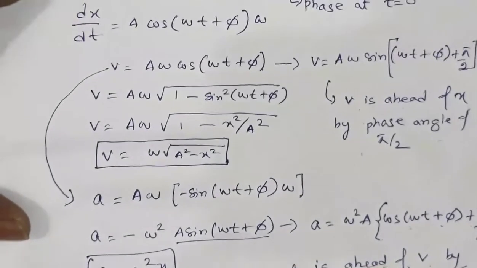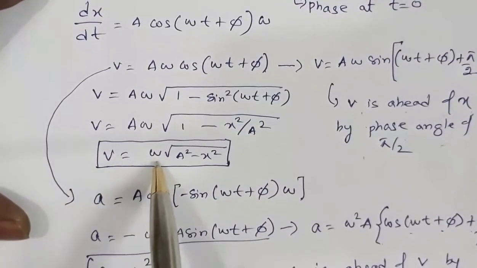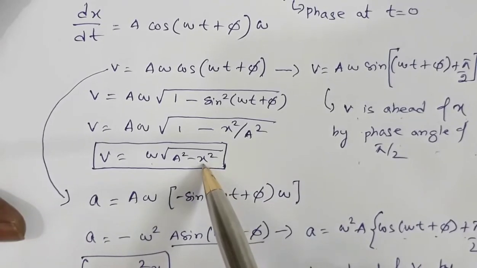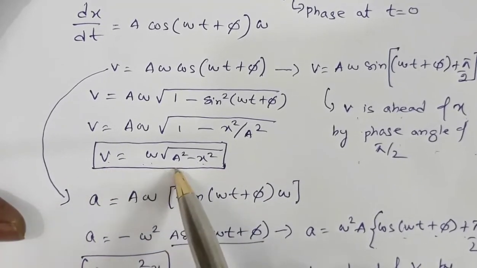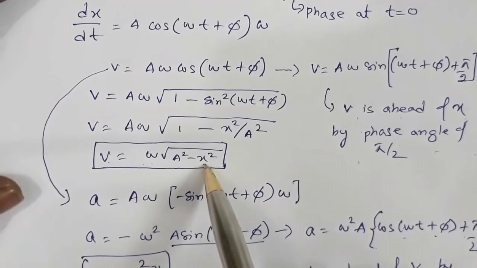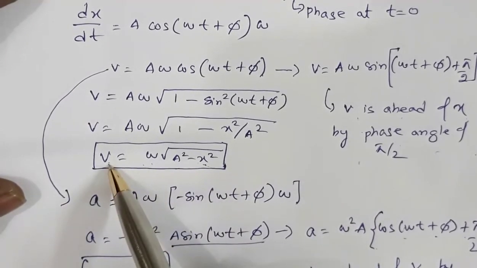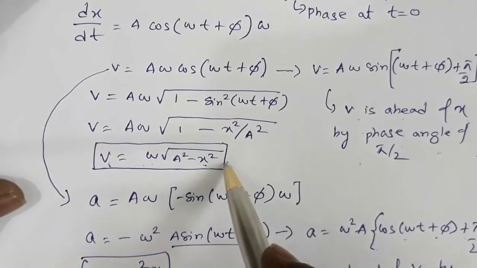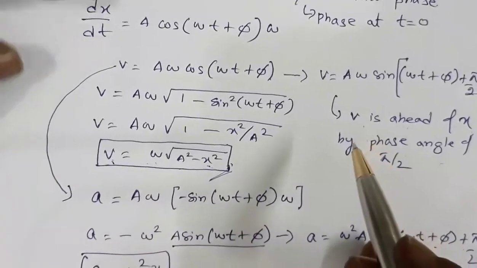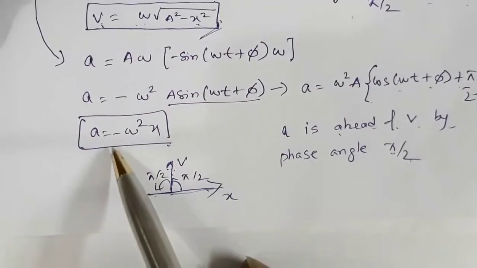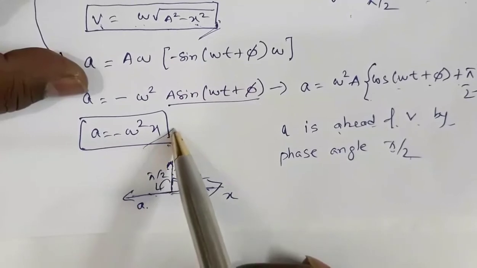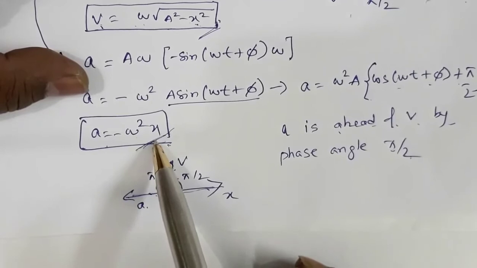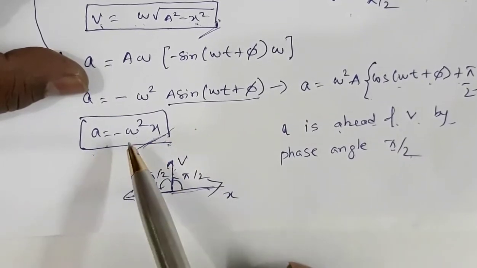Now from the expression for velocity, v is equal to ω√(A² − x²), you can see that at the mean position the velocity will be maximum, equal to ωA. At the extreme position, the velocity will be 0. So velocity is minimum at the extreme position and maximum at the mean position. Now if you see the acceleration term, a is equal to −ω²x. At the mean position x is equal to 0, so at the mean position acceleration is 0. At the extreme position acceleration will be maximum.